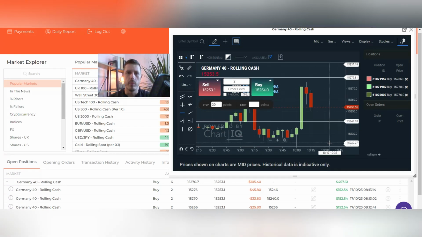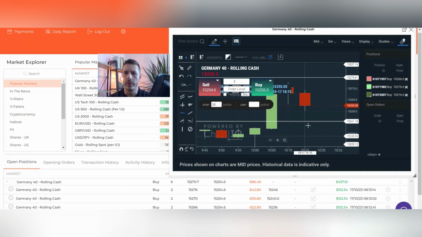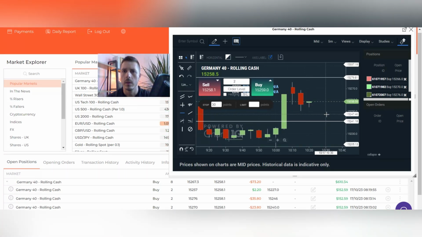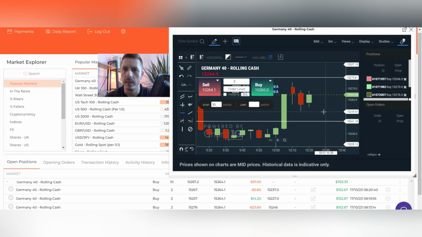Right, there is a bigger pullback than I was expecting. But it bounced from 50 exactly. I want to add another one here. As it bounced from 50, and if it goes well, I will add my last position, or I'm just going to ride this as it is. That's beautiful, exactly what I was expecting. And I'm going to add another here. And let's ride it.